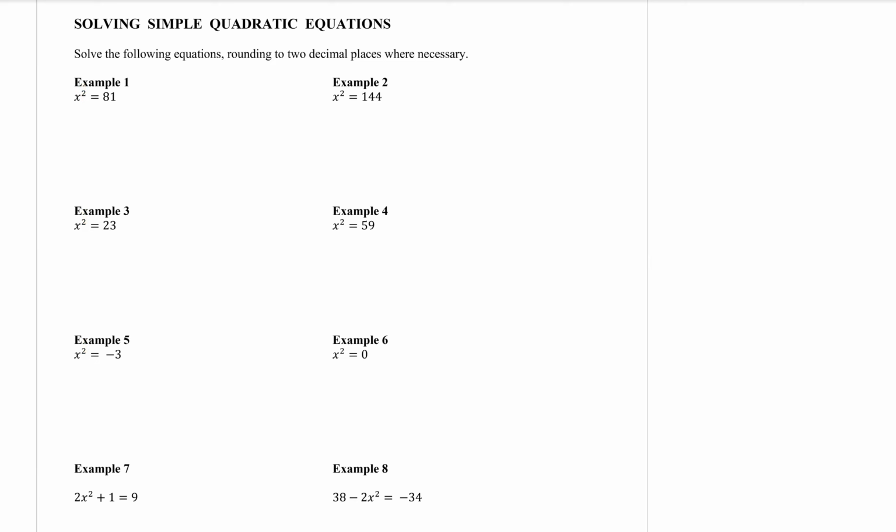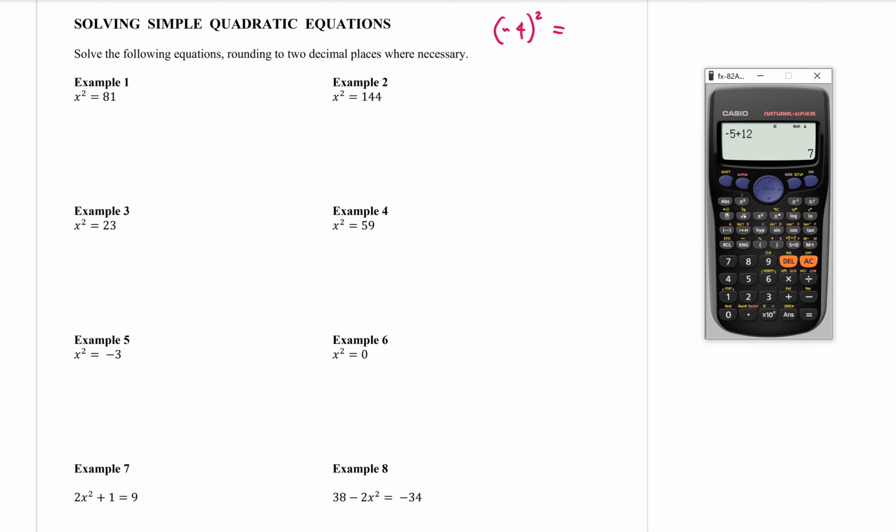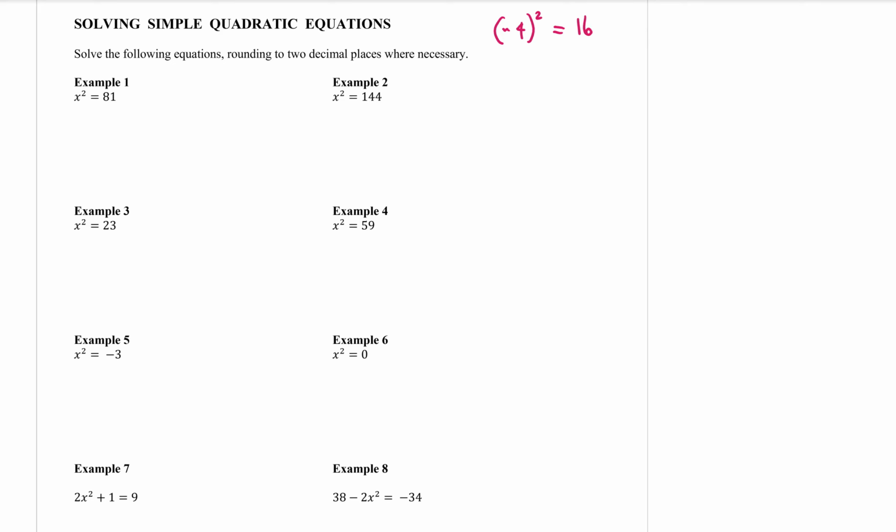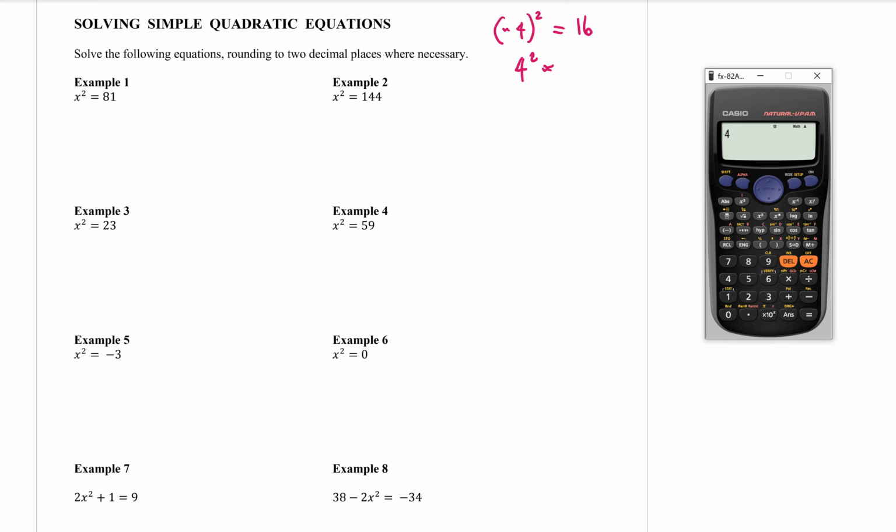Now, let me give you an example here. If I had a -4 and I was to square that number, what would I get? Well, let's grab the little calculator out here. We want the brackets and we want -4 and we want to square it. We get a +16. What about if I have a +4 and I square that? Well, that is also going to give me, here it is, a +16.